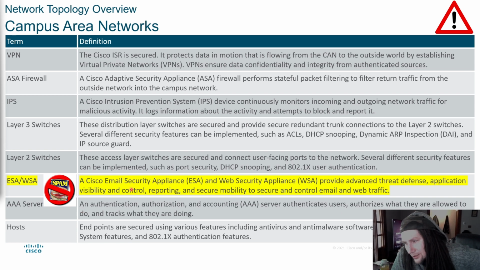ESA, WSA. A Cisco email security appliance and web security appliance provide advanced threat defense, application visibility and control, reporting, and secure mobility to secure and control email and web traffic. AAA servers. An authentication, authorization, and accounting server authenticates users, authorizes what they are allowed to do, and tracks what they're doing. Hosts. Endpoints are secured using various features including antivirus and anti-malware software, host intrusion protection system features, and 802.1x authentication features.